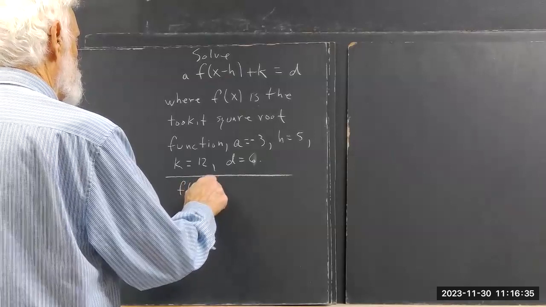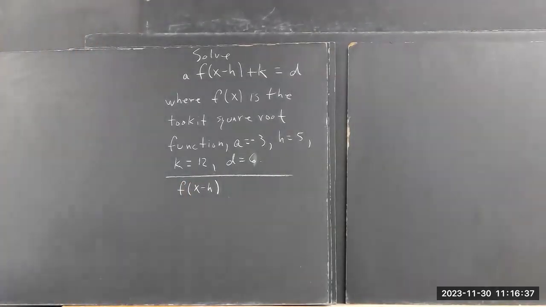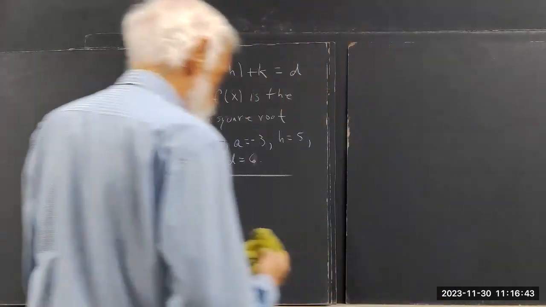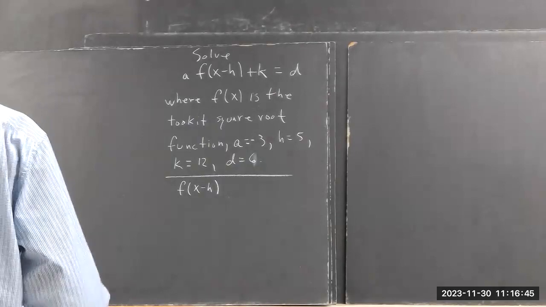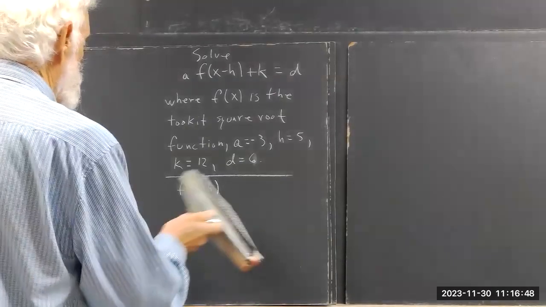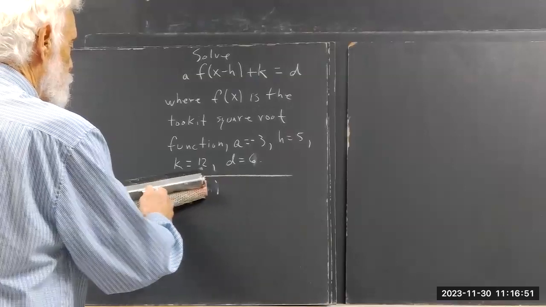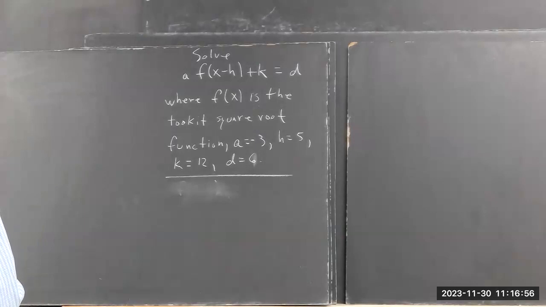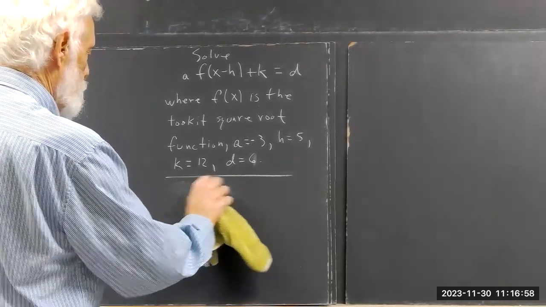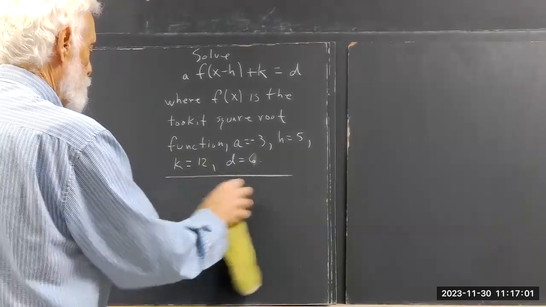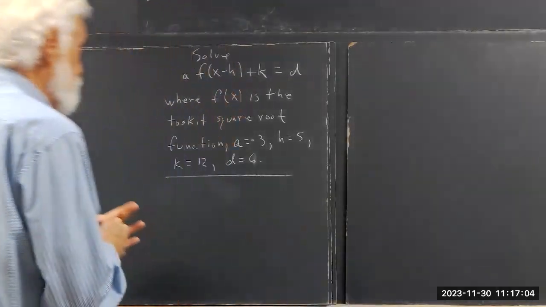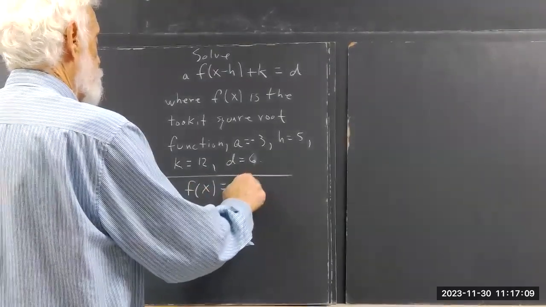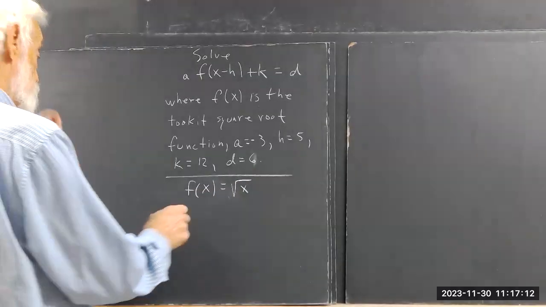I would start by just making sure I get f of x minus h correct. Anyhow, I think we'll be able to read it. I'd like to split it. First of all, the toolkit scaling function is f of x equals square root of x.